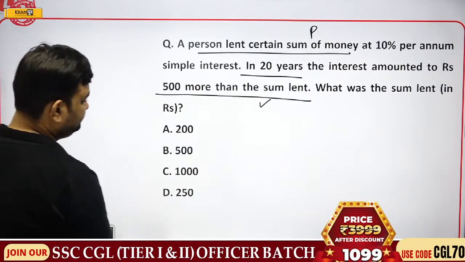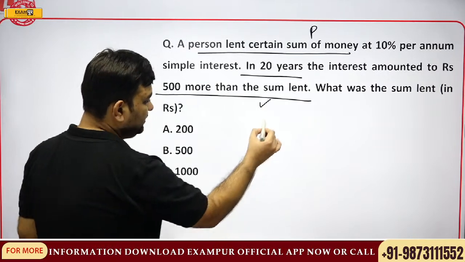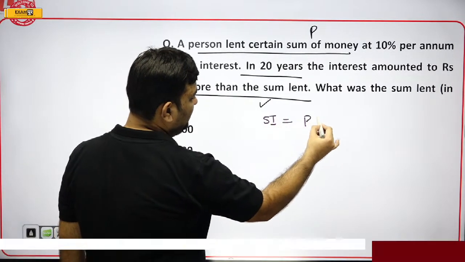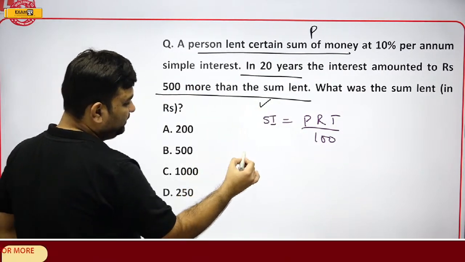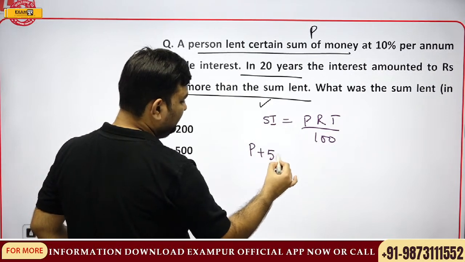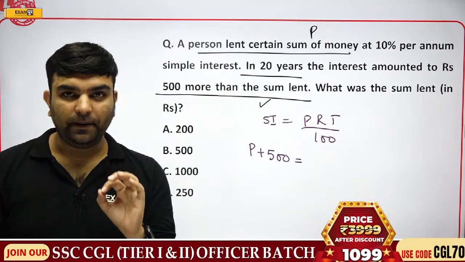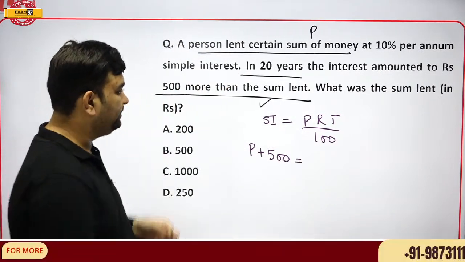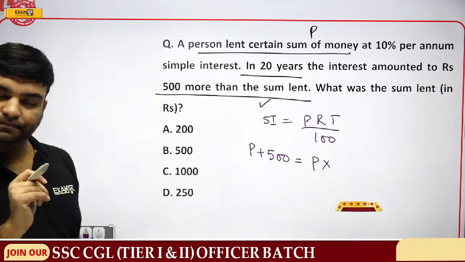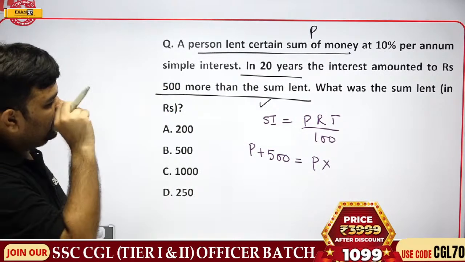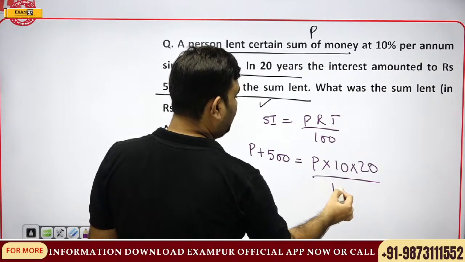What was the principal? A basic guy will do it like this. SI is equal to PRT over 100. Simple interest is 500 more than principal, so simple interest is P plus 500. Principal is P, rate is 10% and time is 20 years, divided by 100.